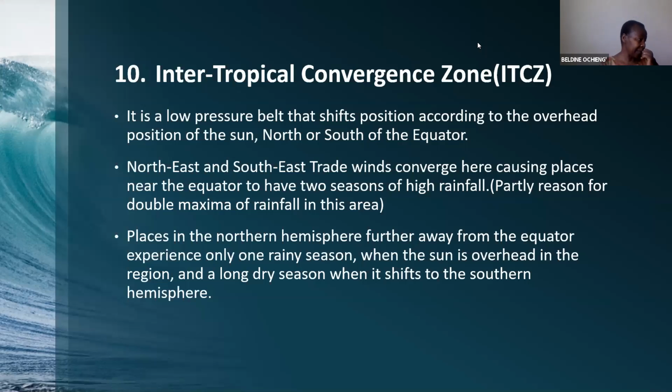Then the last point, places in the northern hemisphere farther away from the equator experience only one rainy season when the sun is overhead in the region, and a long dry season when it shifts to the southern hemisphere. So those are the details about ITCZ.